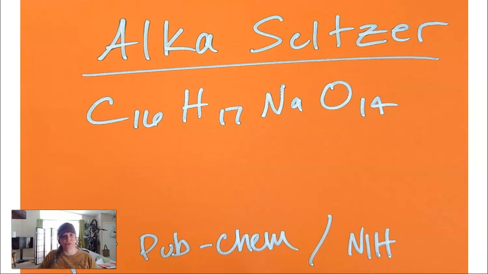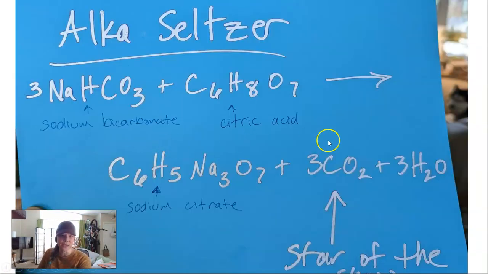So if you just Google molecular formula of Alka-Seltzer, you actually get the empirical formula. This was from the PubChem source on the NIH website. It didn't necessarily tell me much about the chemical reaction until I dug a little deeper. And here's what we find out.